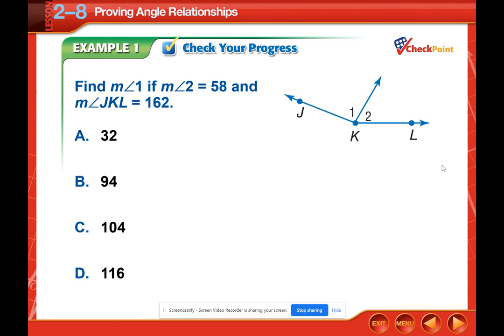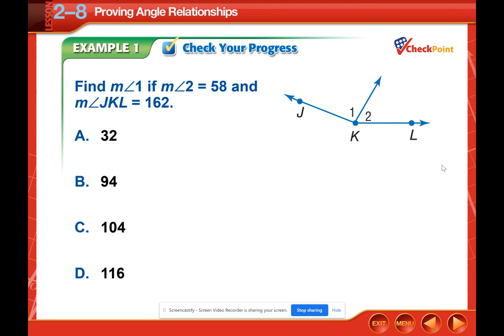So let's see if we can do the same thing here. We have an angle 1 and an angle 2. We need to find the measure of angle 1 if we know that the measure of angle 2 is 58. And the measure of both of those angles put together, that's the measure of angle JKL, is 162. Okay, measure of angle 1 plus 58 is equal to 162.